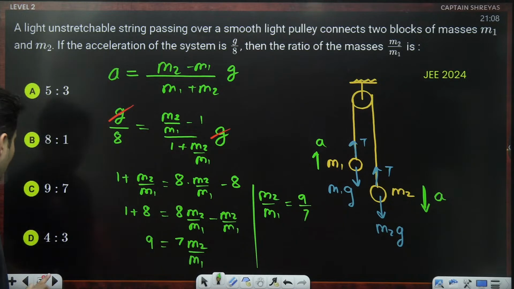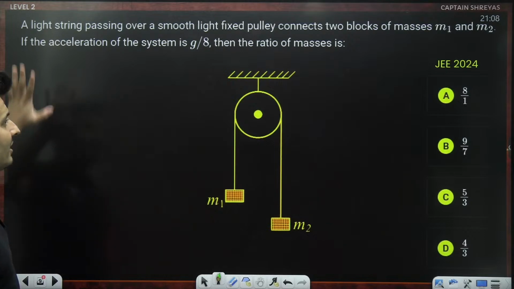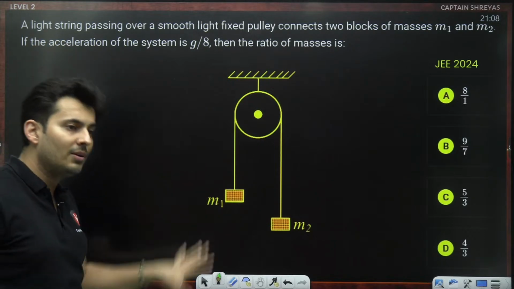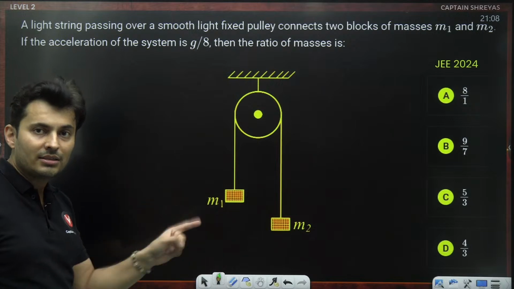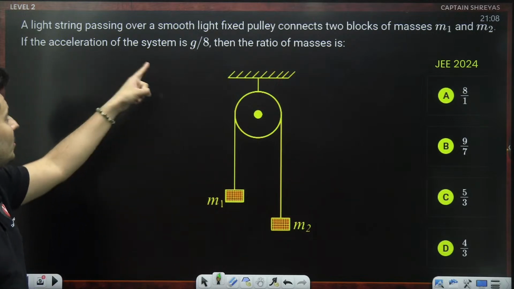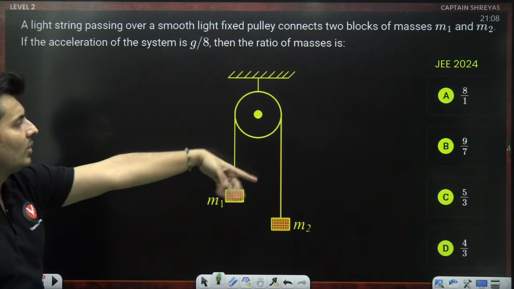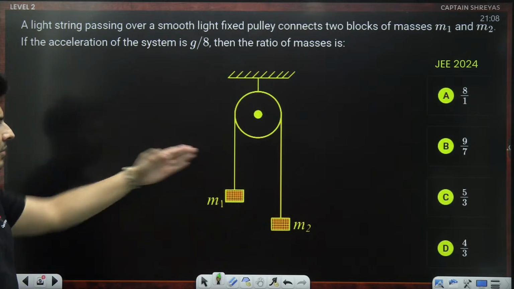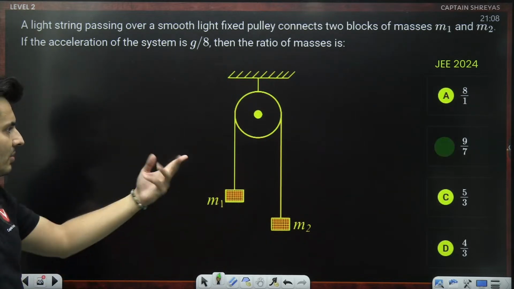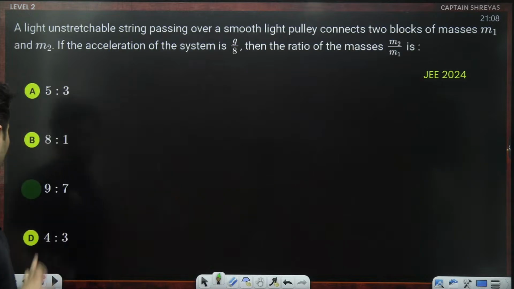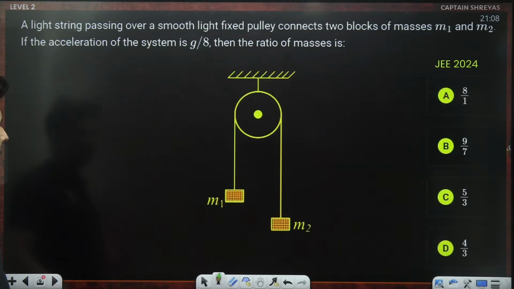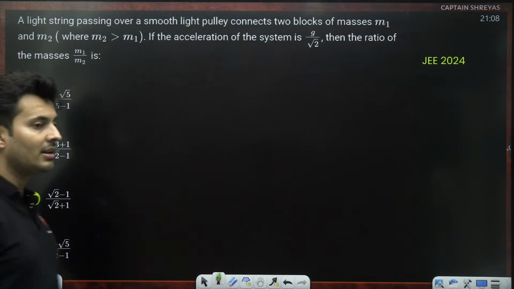Now, let's go ahead and you will see this question again got repeated in JEE 2024 in some other shift. That's why I said the question is important. See the same question, string passing g by 8. What is the ratio of the masses? But this time the correct option will be option B, but the answer is the same, 9:7, which is the same thing which we did over here. Not just here, I feel it got repeated one more time in JEE 2024.